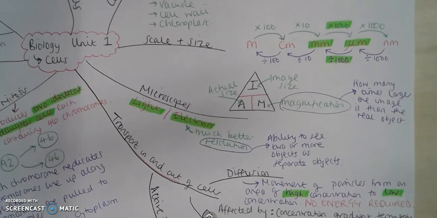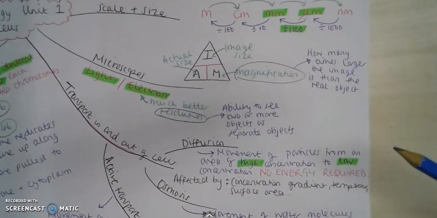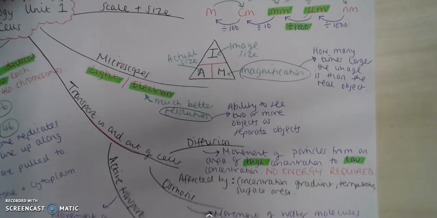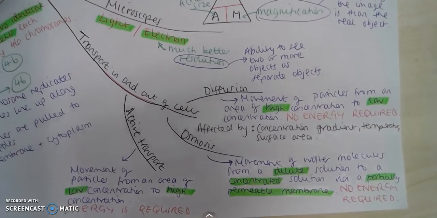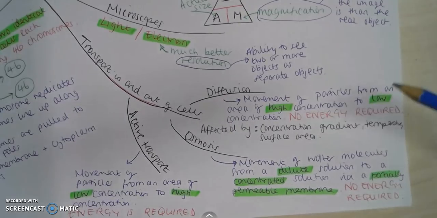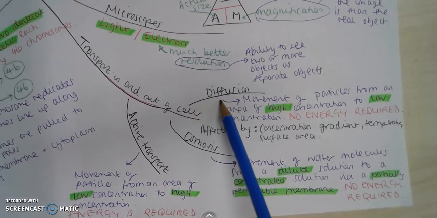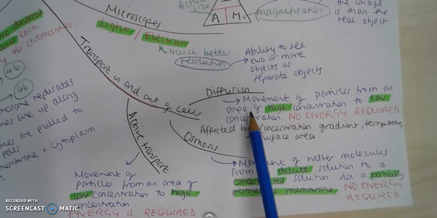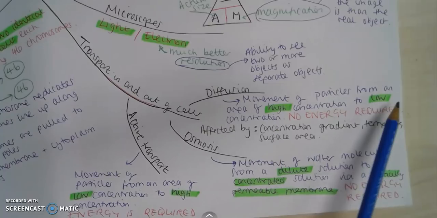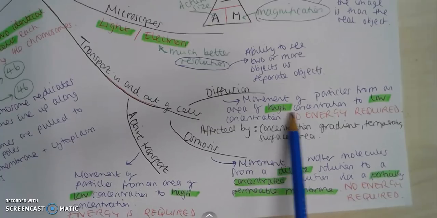Okay, moving down here then to have a look at transport in and out of cells. We've got our three key transport processes that we need to know really well. So if we start off with probably the easiest one to understand, which is diffusion. Diffusion, from a textbook definition point of view, is referring to the movement of particles from an area of high concentration to low concentration.